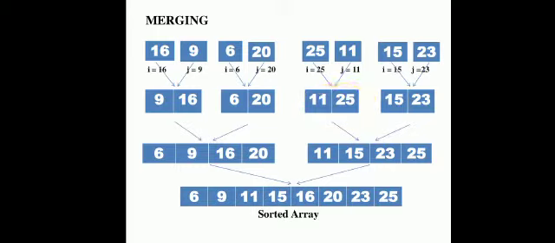Then we take the value of i as 15 and the value of j as 23. Here we check whether 15 is less than 23. As 15 is less than 23, there is no change in the values of i and j. So the fourth sublist is 15 and 23. Then we merge the first two subarrays and the next two subarrays to get 2 subarrays.